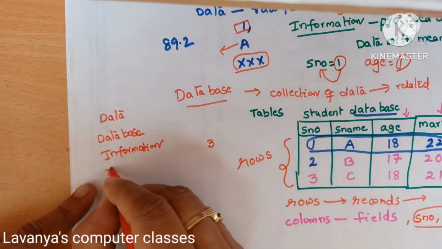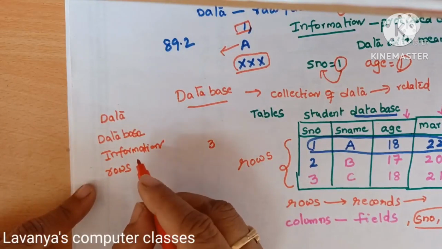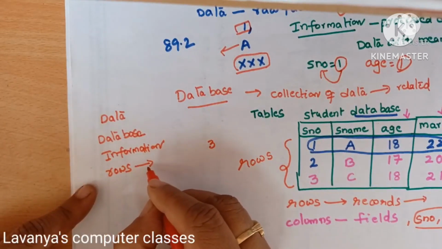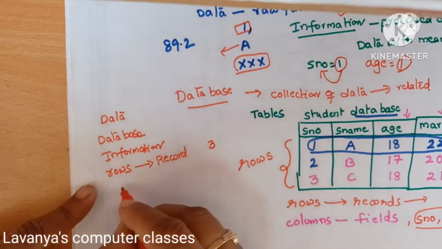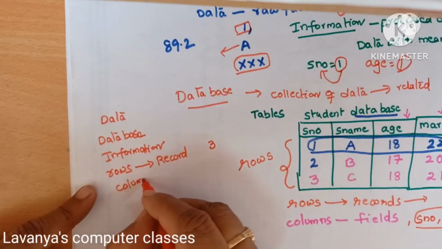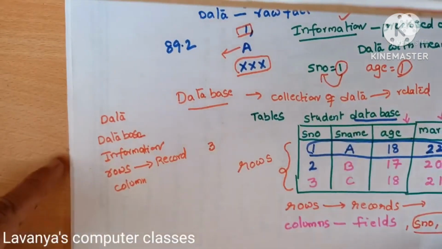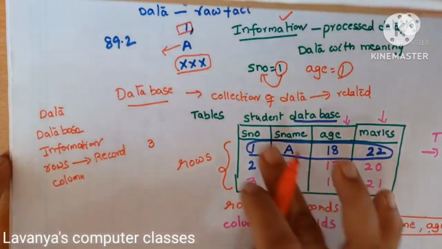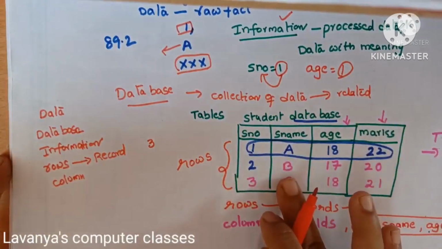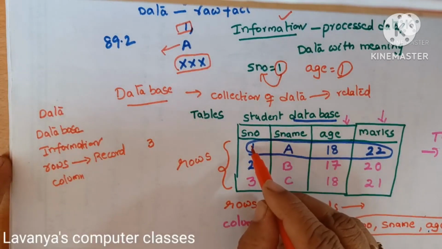What is a row? Data is stored in the form of a table. In the table, the horizontal line is known as a row. A row is also called a record. Then column. Column means vertical lines. These are the columns. Serial number is one column. S name is one column. The smallest individual unit in the table is also known as a field. Serial number field, its value is 1.